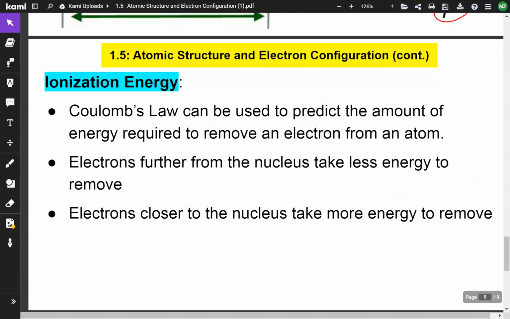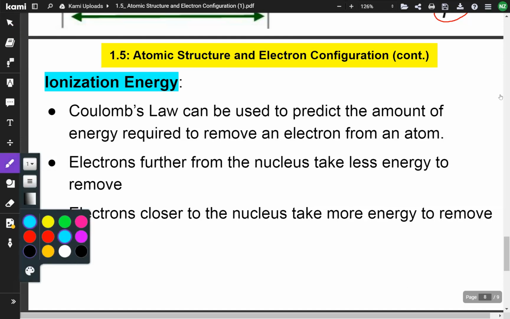All right. Ionization energy. Coulomb's law can be used to predict the amount of energy required to move an electron from an atom. Electrons further from the nucleus take less energy to remove. Electrons closer to the nucleus take more energy to remove. So why is that?